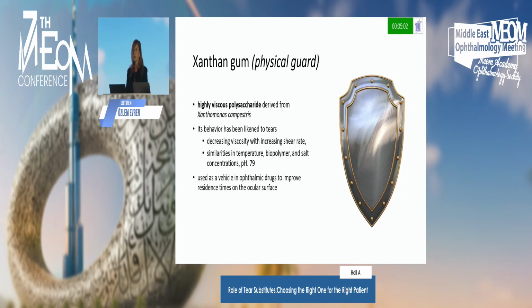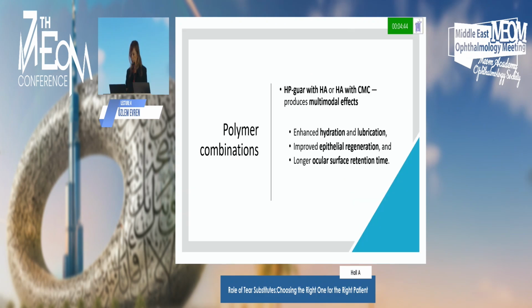And xanthan gum is just a physical guard. It is very viscous. It stays in place, and when you use it, it really helps to heal the surface. But it doesn't have any biochemical action. It's like a physical support, like this physical guard. And in the pharmacy, we have all the combinations of those drugs. So they are all added to each other. So the hydration and lubrication, epithelial regeneration, increasing the retention time. So we have the combinations.